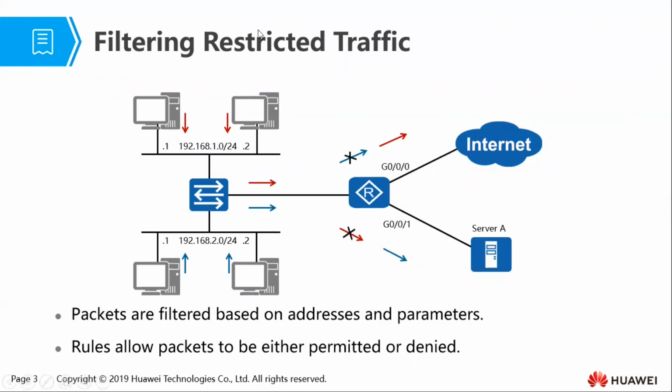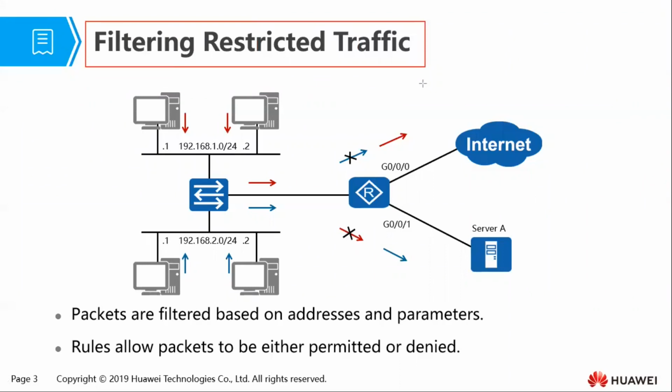Okay, so ACLs can be used in one of two ways. The very first way ACLs can be used is to filter traffic in your network. Filtering traffic is controlling the access of certain resources within your network. That is what filtering traffic is.